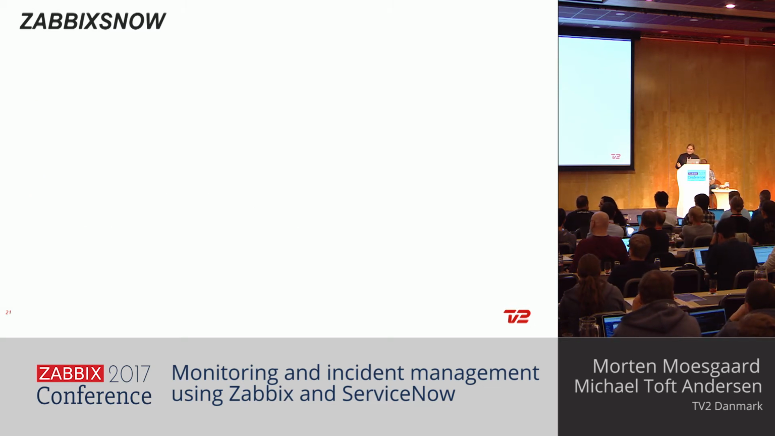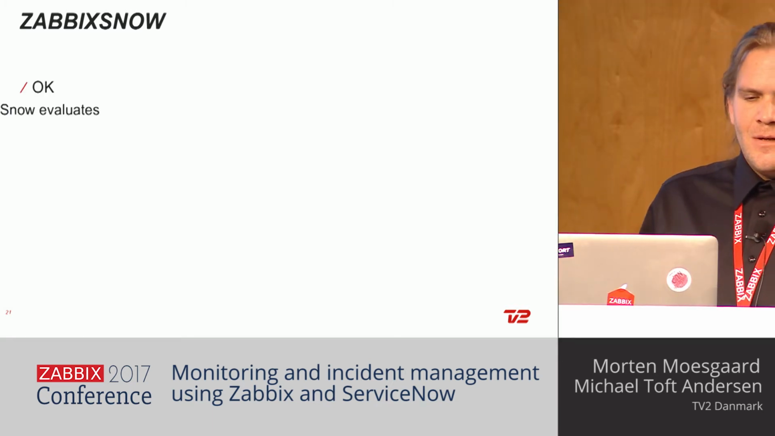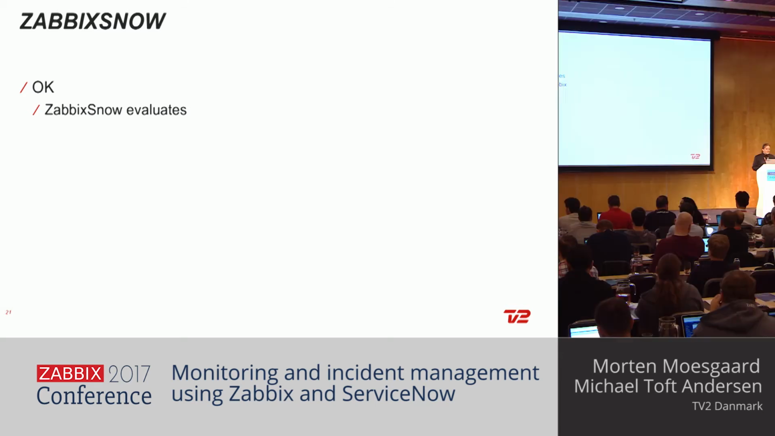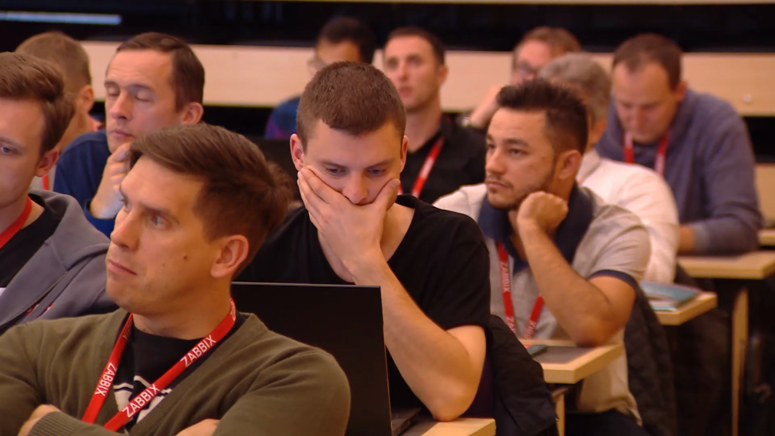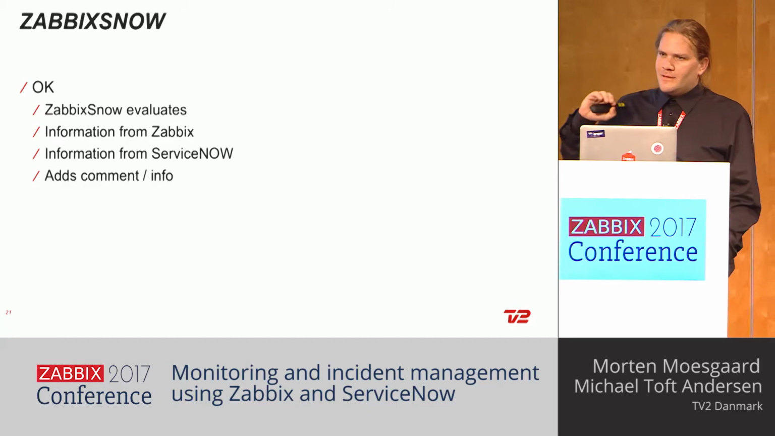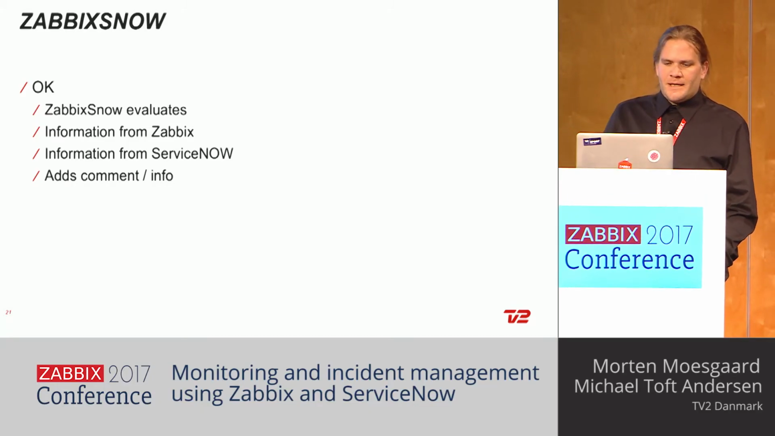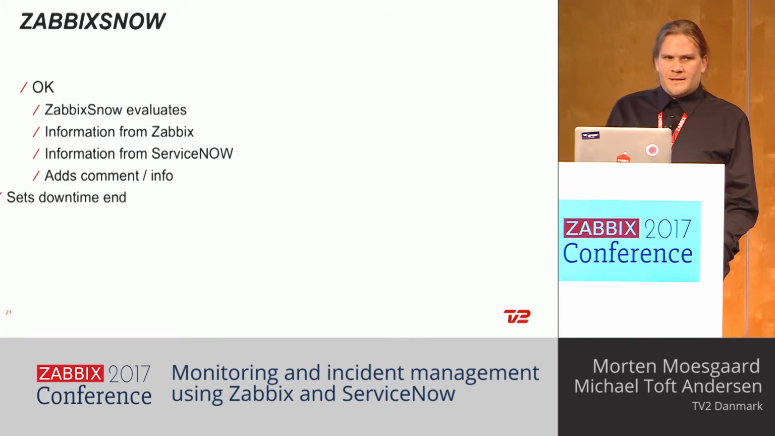And then the second is the OK state. Again, it evaluates information from Zabbix and ServiceNow, and it's contacting the REST API on both services. And then, if it's an OK, it adds a comment that the trigger has gone into OK again, and it sets the downtime end.